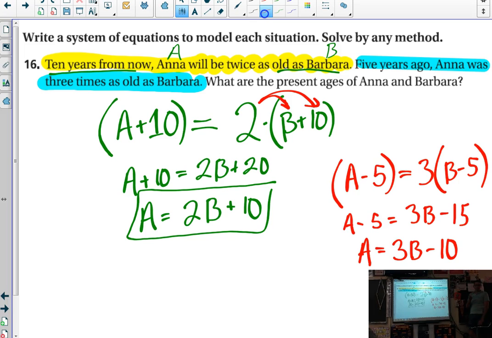So apparently Anne is twice Barbara's age and 10 years at the same time as being 3 times Barbara's age minus 10 years. If I have 2 different expressions for what A is, what should I do with them?